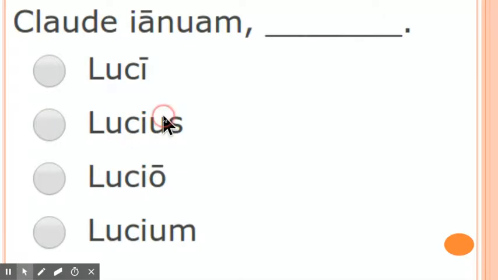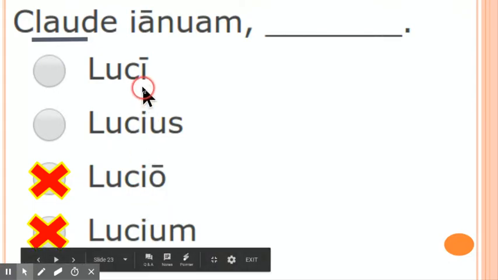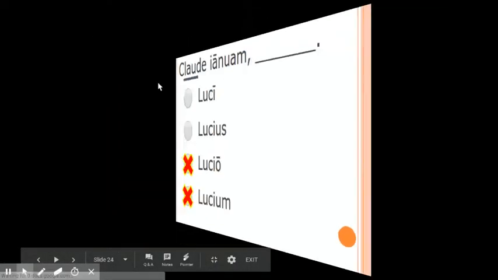Moving on. Claude Yanuam, Luki. So, what's your verb? Claude, imperative. Who are you talking to? What, more than one Lucius? No. You're talking to one Lucius. So it's not Lucio, that's ablative or dative. It's not Lucium, that's accusative. You have the comma here. You have this verb is second singular. Nouns can't be second person, only if they're vocative. Therefore, it's Lucius tells you it's a 2y. Therefore, it's Luki. Oh, Luki.